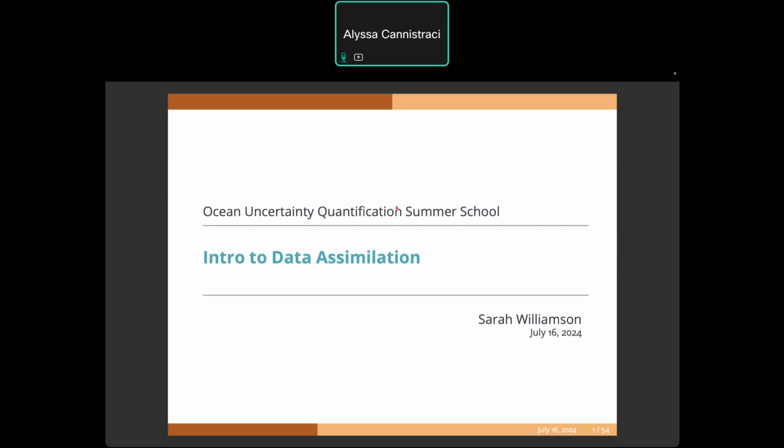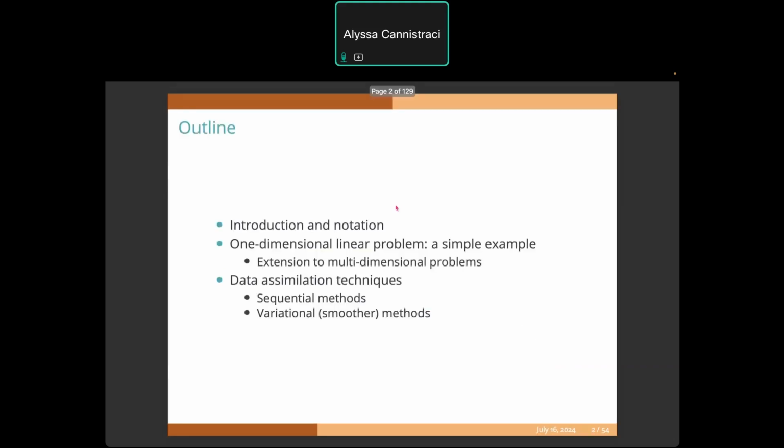Talk will be organized as follows. I'm going to go over an introduction, like what is data assimilation. I will then go into the notation that I'll use for the remainder of the talk. And then I'm going to talk about just a very, very simple 1D linear problem for data assimilation. I find that this provides a really nice foundation for the more complicated techniques that I'll talk about later.